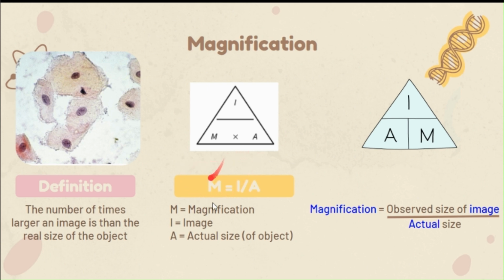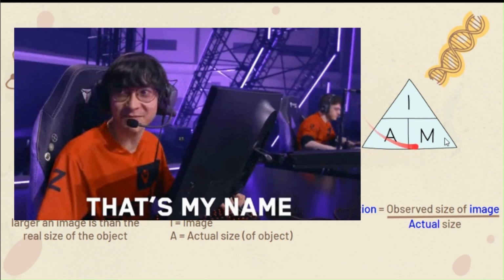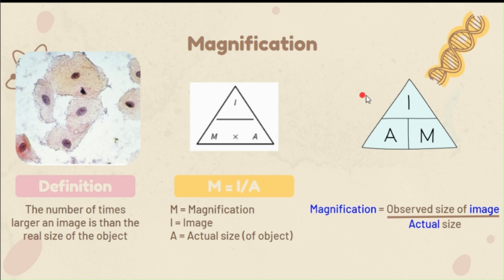I personally memorized M equals I over A, as you see here, and this is what the triangle looks like. I know some others memorized this AIM triangle. They're both the same thing, just go with whichever you like. I know AIM is easier to remember because it's like an actual word, so you might prefer that. M stands for magnification, I is image, and A is the actual size of the object. If we substitute the meanings into M equals I over A, we get this. Magnification is the observed image over the actual size.